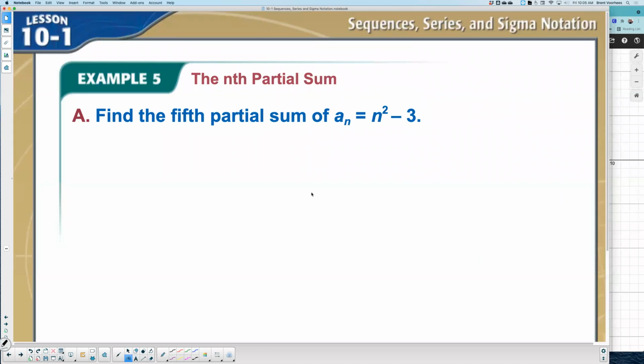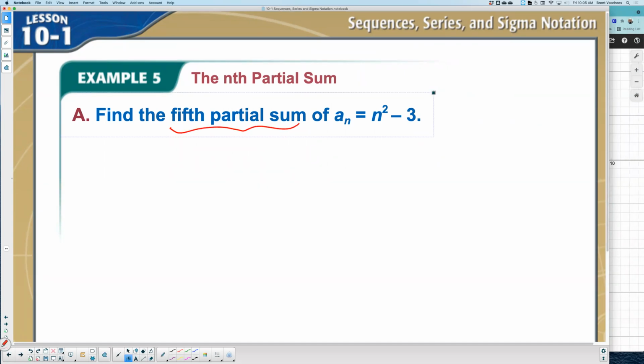Now, example 5, it tells us find the fifth partial sum. What that means, when it says find the fifth partial sum, by symbols, this means to find S5. Now, they use the S to represent the sum, and that is A1 plus A2 plus A3 plus A4 plus A5. You would add those 5 terms up. If you add those 5 terms up, you get the fifth partial sum. Now, there's a formula for this, and I'm going to skip a few slides to tell you how you do this.